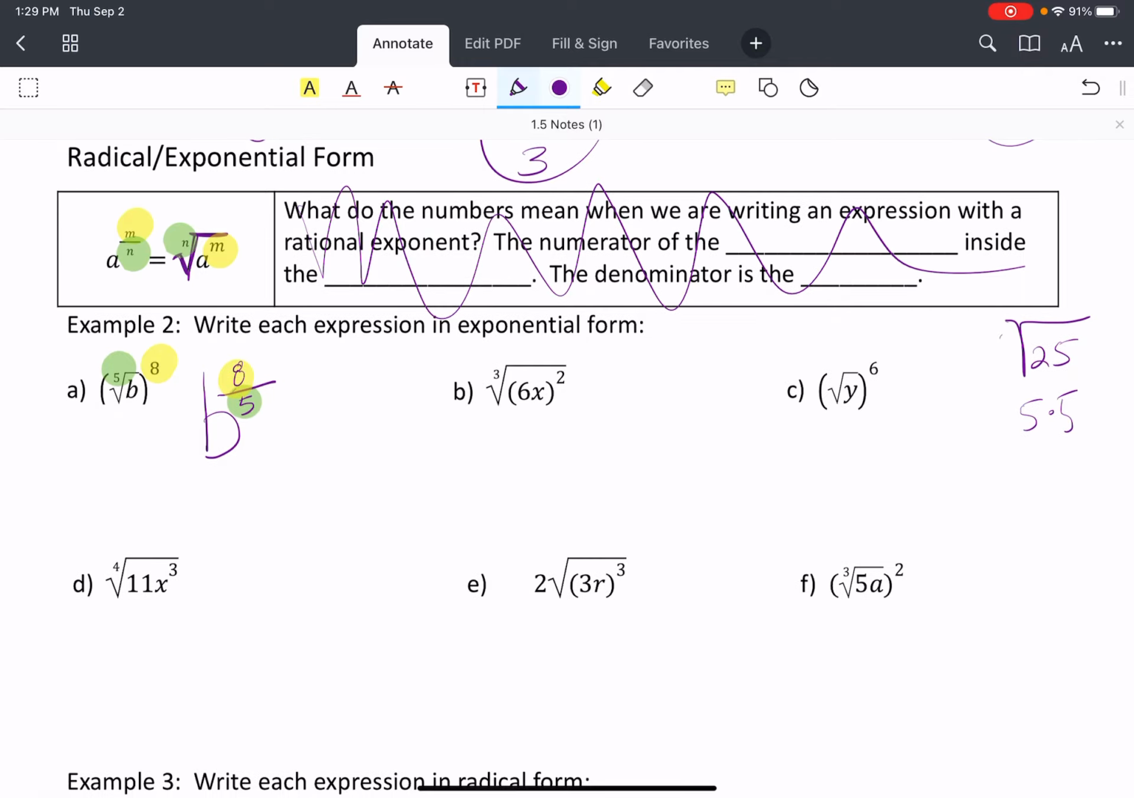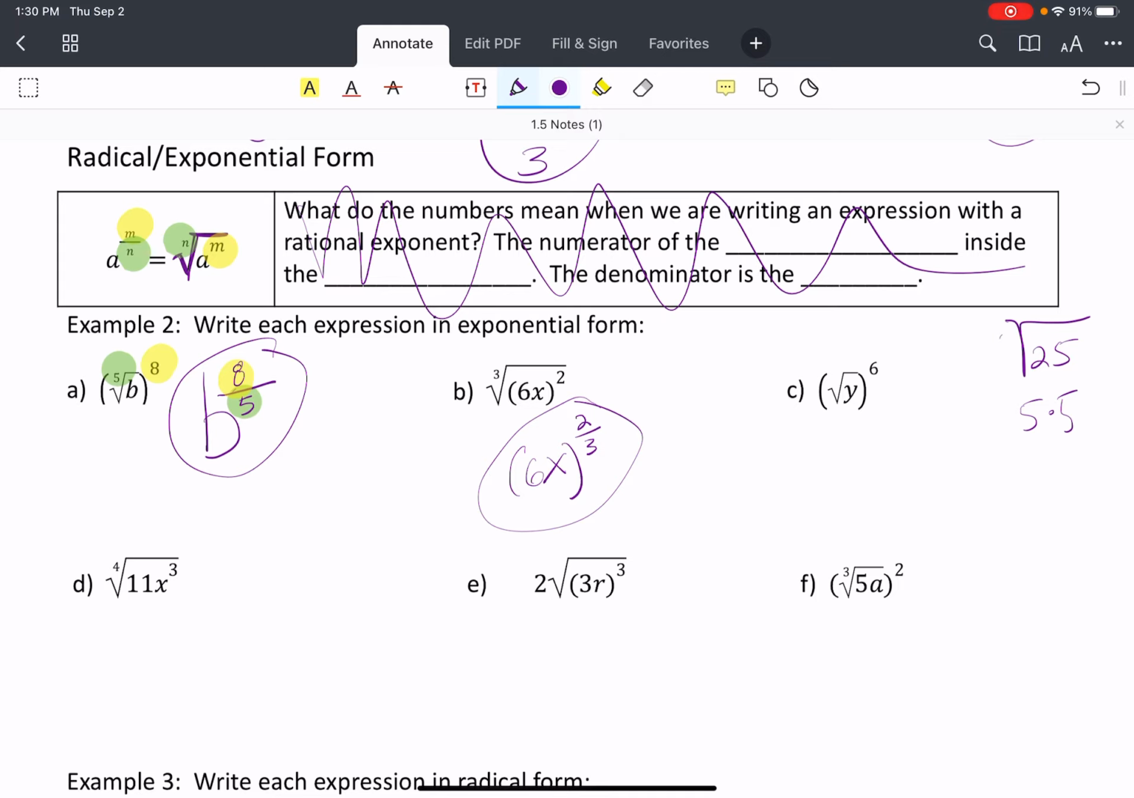Now on this one, notice the parentheses here. That means the 6 and the x both have to be put to the exponent because they're in parentheses, right? So we want to make sure we keep them in parentheses here. So (6x), and then it would be to the 2/3. The exponent is my numerator and the radical is my denominator. I'm going to come back to C, okay?